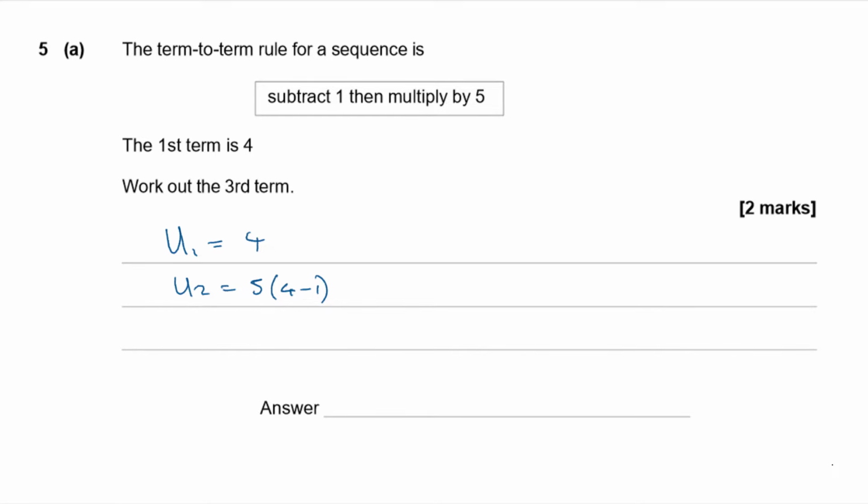I need to write it in with a bracket like that because I'm doing the subtraction first and then I'm doing the multiplying. So 4 minus 1 is 3, and then 3 times 5, that's 15. So that's my second term.